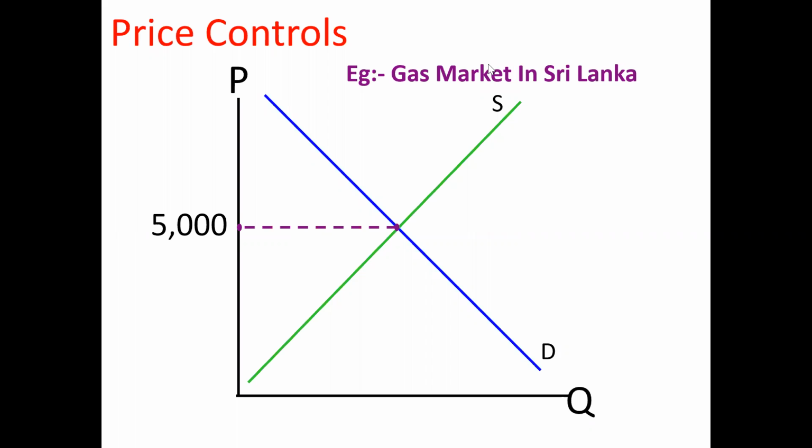If the gas price is 5,000, I'm talking about a medium-sized gas cylinder, that's 12.5 kilograms, that mainly people are using, right? A 12.5 kilogram gas cylinder is 5,000 rupees. Now, in Sri Lanka, the average household income is 42,000.